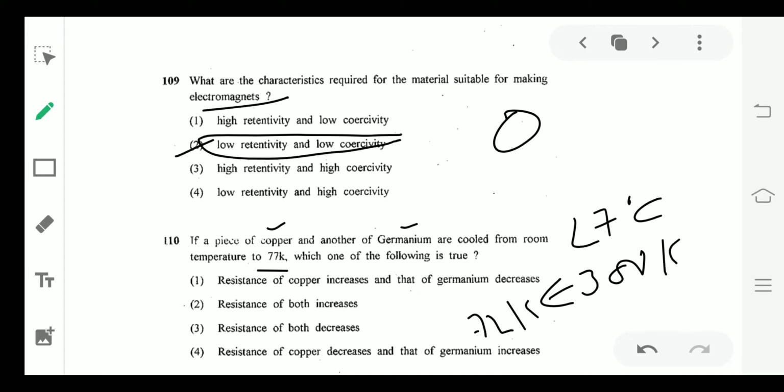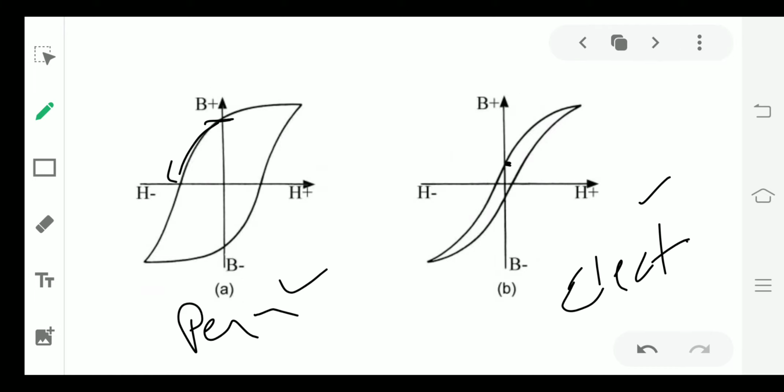So the resistance of the semiconductor increases because it is going towards low temperature, and semiconductors work at high temperature. Conduction in a semiconductor takes place at high temperature. So this answer is correct, the fourth one. I hope you all understand this property of semiconductors. Now let's discuss another question.